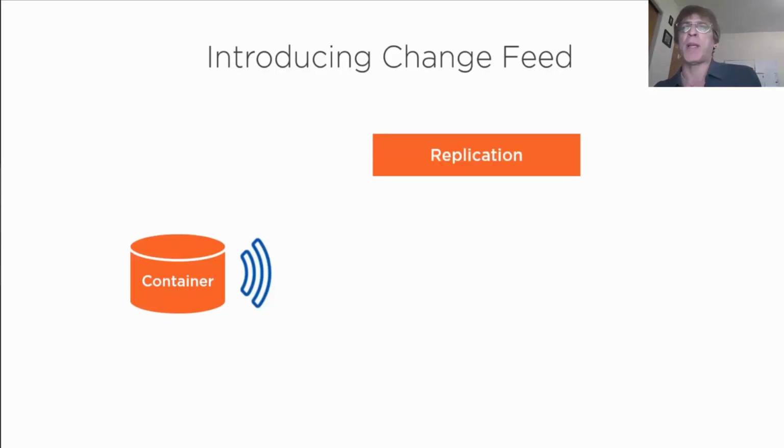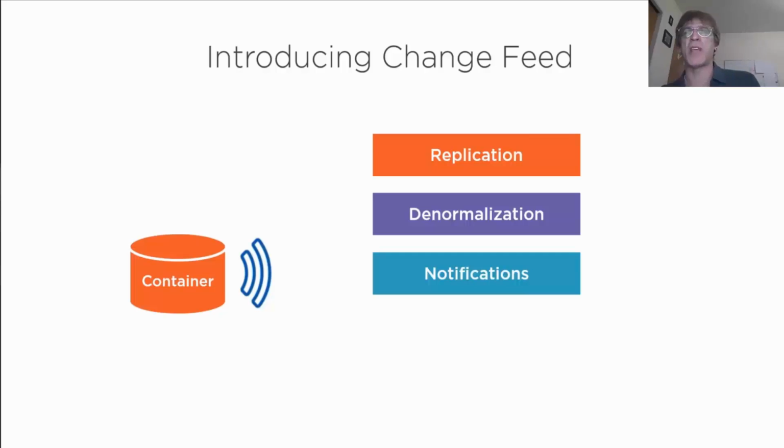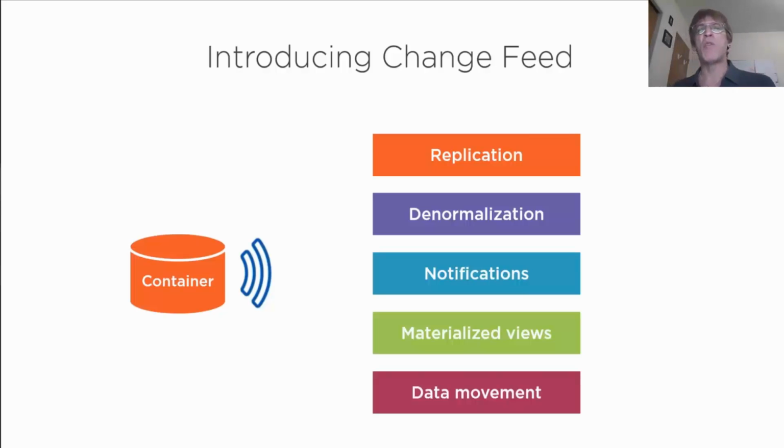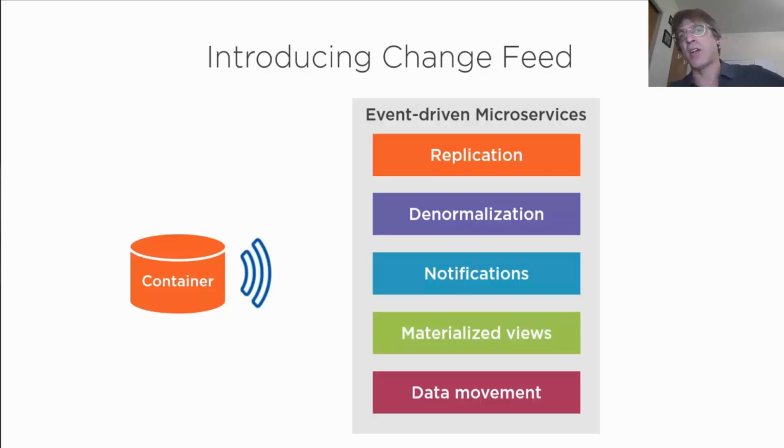So you can do things like replication, denormalization, notifications, materialized views, moving data. All of these things are very possible, and they're not necessarily new concepts, but very often we build monolithic traditional applications with tightly coupled components and a lot of interdependencies. It's often a much better model to instead go with what's called a microservices architecture, where each of these are completely independent from one another and have no dependencies on one another.